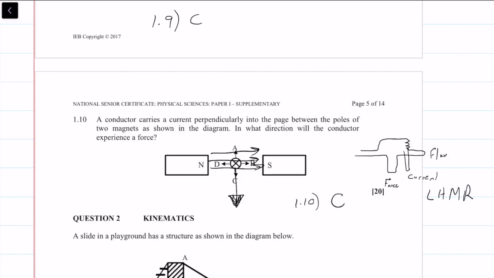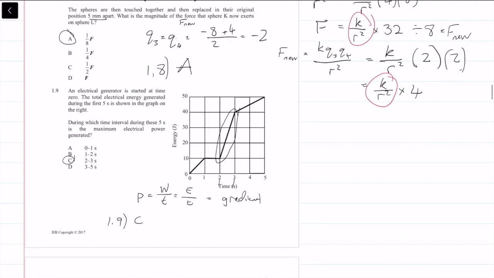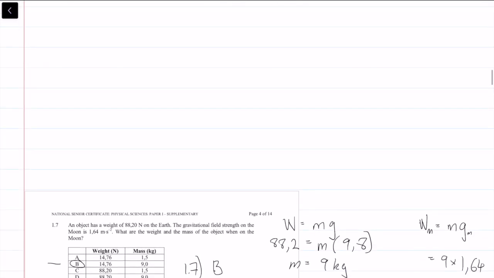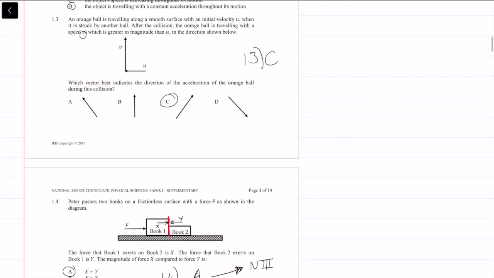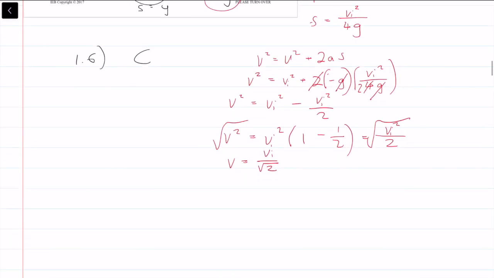Okay, cool stuff, guys. In the next video I will do question 2. But yeah, that was the MCQ. Again, I usually say that you should do the multiple choice last because they try to trick you sometimes. But as you can see, it's not too difficult.